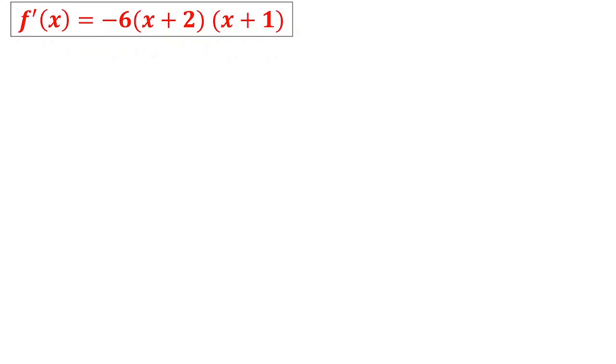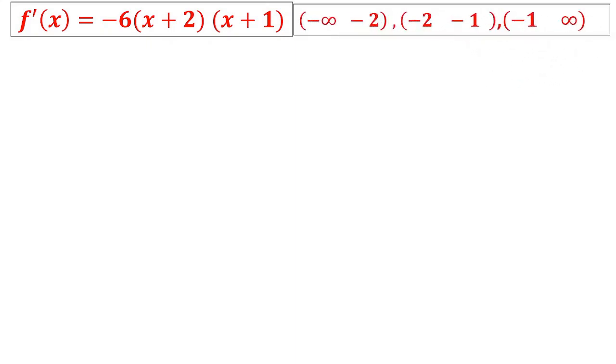Well, but you should be very careful. We have found f dash of x, that is minus 6 into x plus 2 into x plus 1, and we have already found the intervals in which we have to check. Here you should be very careful. F dash of x should not be taken as x plus 2 into x plus 1 alone, because the coefficient of x square in f dash of x is other than 1.